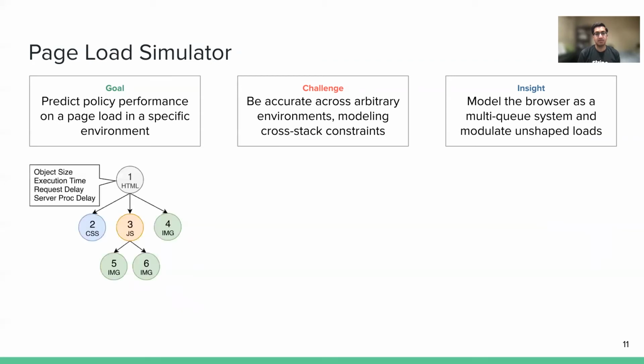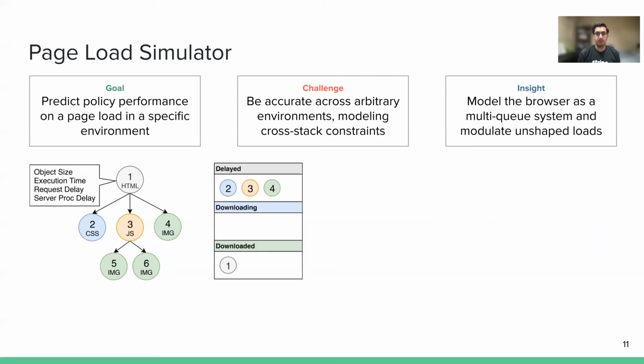Our key insight here is to perform a one-time capture of an unshaped profiled load of the page, and then model the browser as a multi-queue system that modulates delays accordingly. When we capture a default load, we learn the structure of the page, sizes of objects, amount of time spent parsing and executing, and at what relative offset from their initiators other objects in the page were needed.